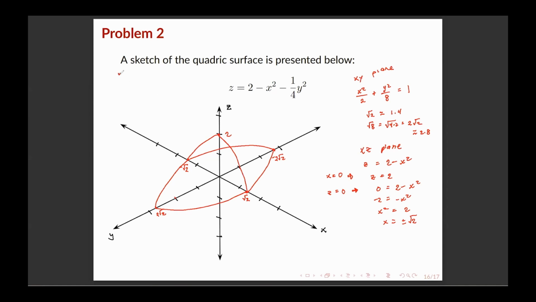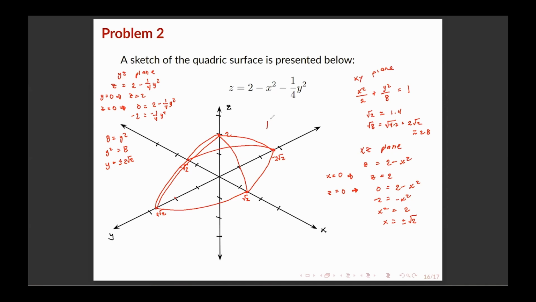Next is the yz plane. Similar to the one we've done before, we have z is equal to 2 minus 1/4 y squared. When y is equal to 0, again, z is equal to 2. But when z is equal to 0, the equation will be 0 is equal to 2 minus 1/4 y squared. Subtract 2 from both sides. We multiply negative 4 to both sides. We have 8 is equal to y squared, or y squared equal to 8. And y, the solution here is just positive and negative square root of 2. So we will just connect this one right here to this one right here to get our parabola.